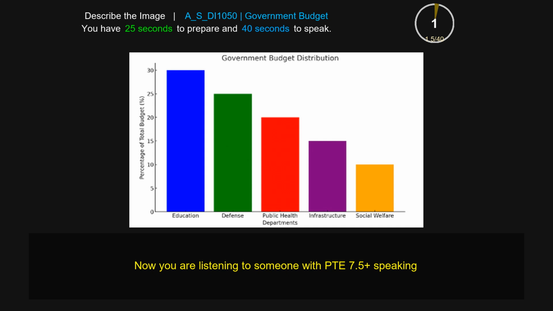The bar chart is about government budget distribution. Along the y-axis, we can observe the percentage of total budget, and furthermore, in the x-axis, we have different departments constituting education, defense, public health departments, infrastructure, and social welfare. From the bar chart, it is observed that education has the highest number in blue, while social welfare in orange has the lowest percent, which is 10. Furthermore, moving towards other departments, defense has 25, public health departments have 20, and infrastructure has 15. That's it from this bar chart of government budget distribution among different departments.